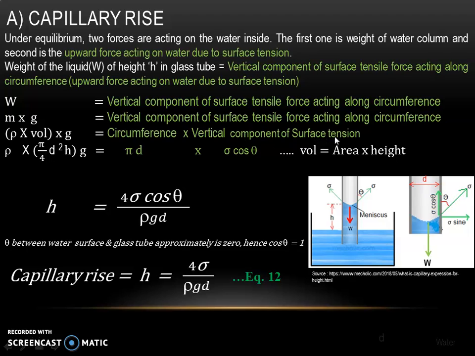And vertical component of surface tension is sigma cos theta. So as we need to find expression for capillary rise, h will be equal to 4 sigma cos theta divided by rho g d. Theta between water surface and glass tube is approximately taken as equal to 0, hence cos theta will be equal to 1. So final expression for capillary rise is equal to 4 sigma divided by rho g d. We will name this as equation number 12.